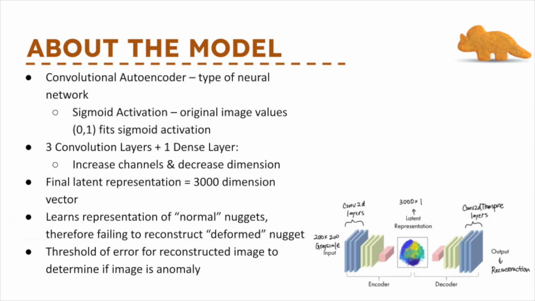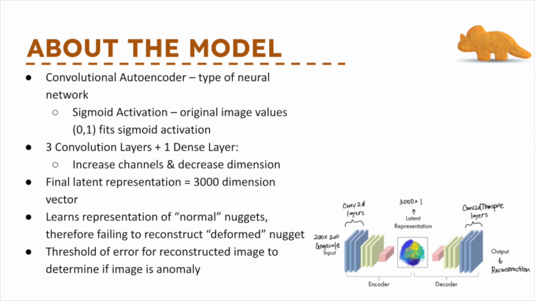For our model, we decided on a convolutional autoencoder. This is because an autoencoder is good at learning low-dimensional representations of images. The idea is to train a model to learn representations of normal nuggets, so it will fail to reconstruct deformed nuggets. We set a threshold of error for reconstruction to detect if a nugget is deformed or not.